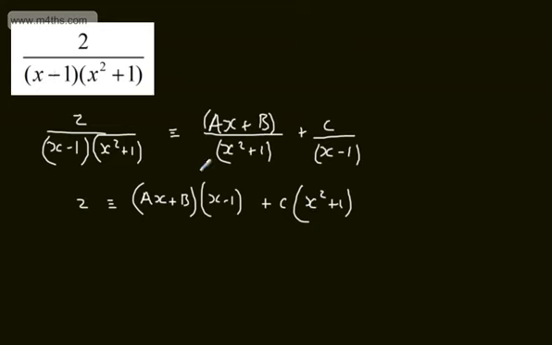Now, plenty of different approaches, but let's just think about what we've got here. We've got a bracket we can never set to 0. I can't find a value of x² + 1 that's going to be 0. The first thing I can do though is let x be equal to 1. If I let x be equal to 1, this bracket will cancel. So we'll have 2 is equal to (ax + b) multiplied by 0.